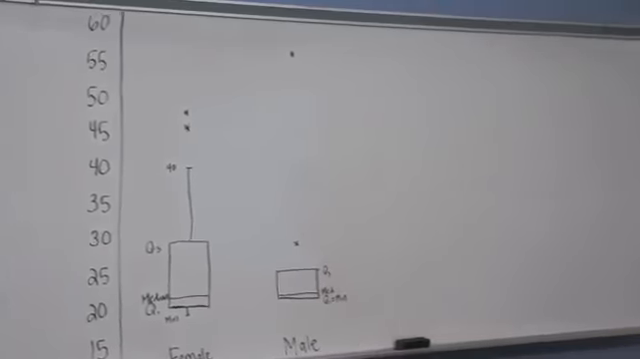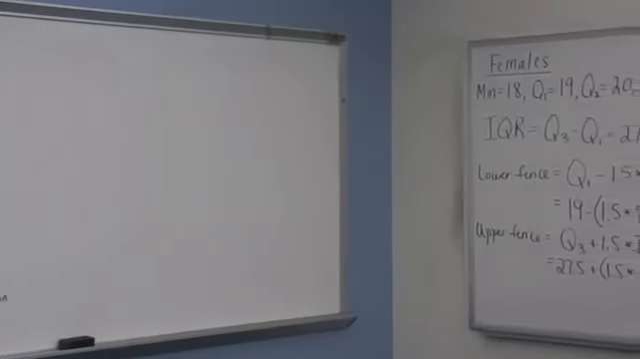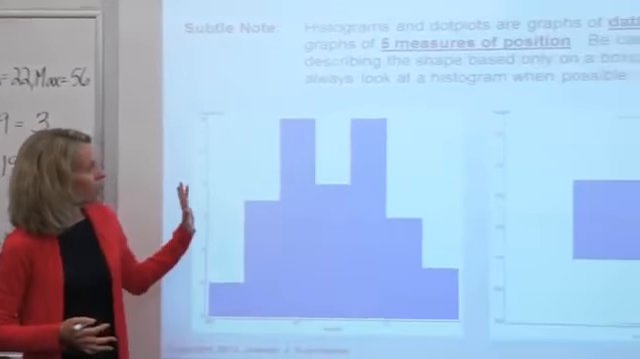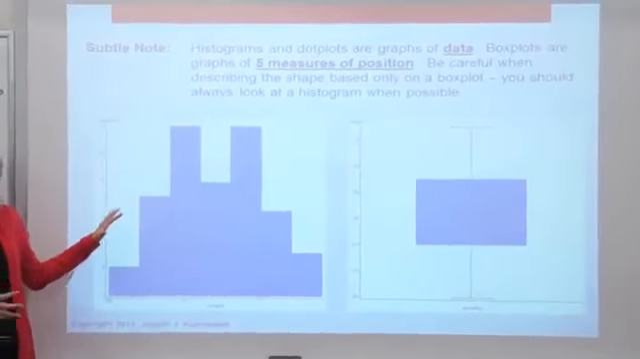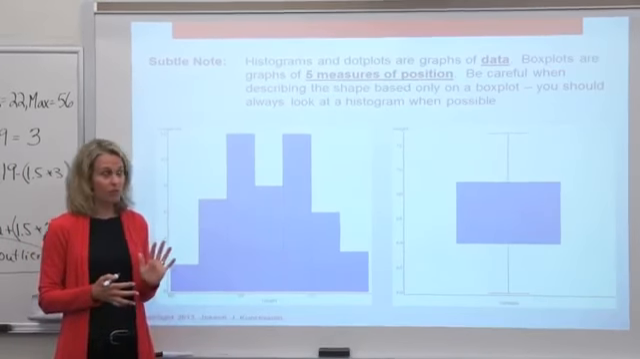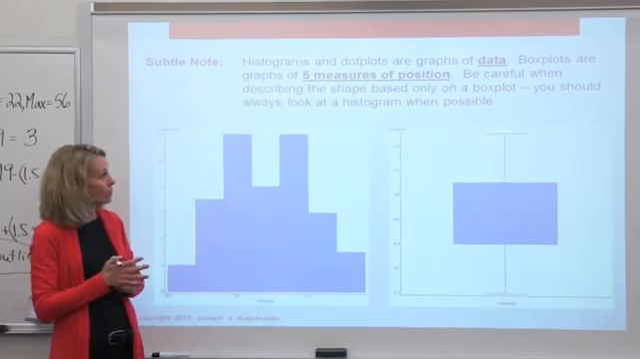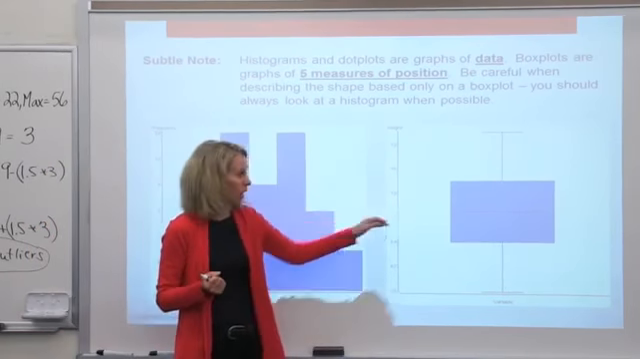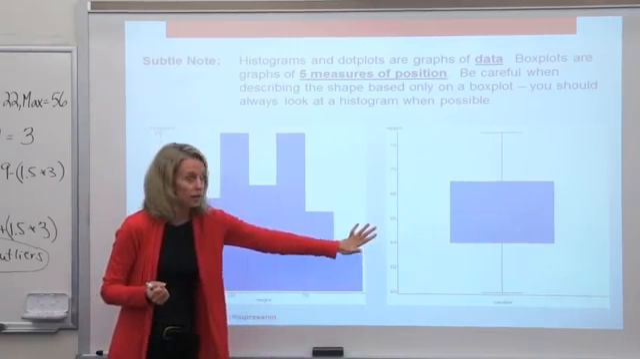Okay, let's return to the board. One thing to be careful of, histograms and dot plots plot all of your data. Box plots are only based on that 5-number summary, so you do have to be careful when you want to talk about shape based solely on a box plot. This is the same set of data.